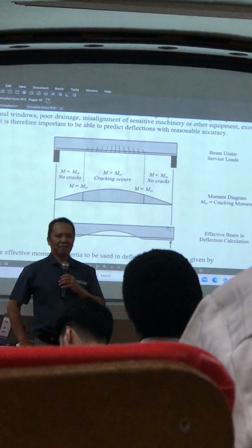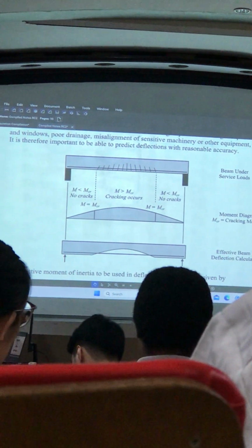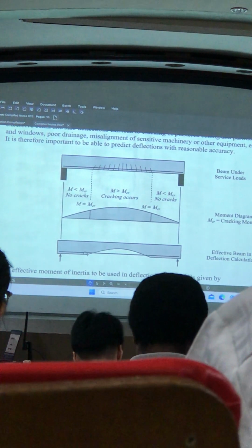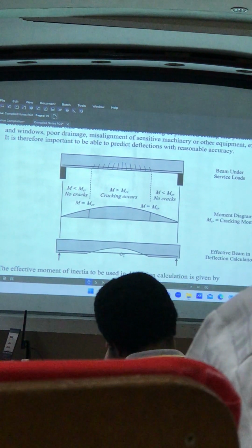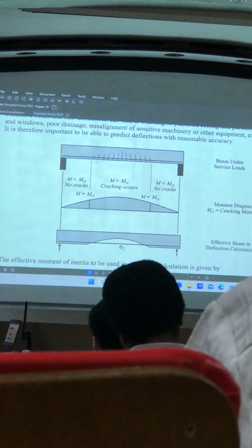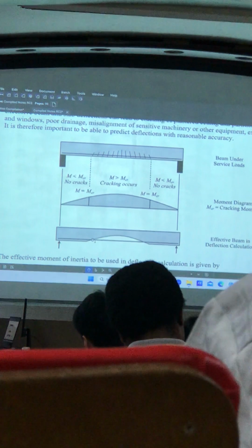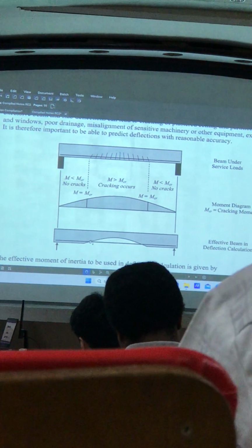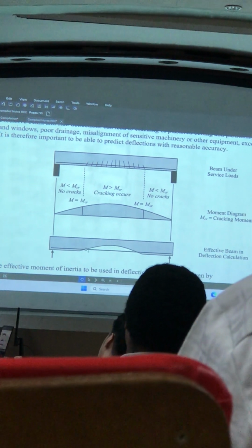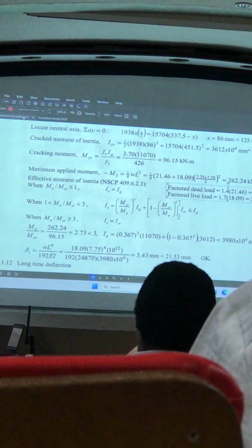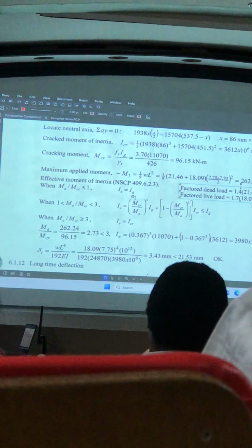I gross? The I gross would be used where there are no cracks. Our I effective is used where the section is fully flexurally cracked. But in between, your I is not constant. But to simplify the calculation, the code just requires us to compute what we call the effective moment of inertia.